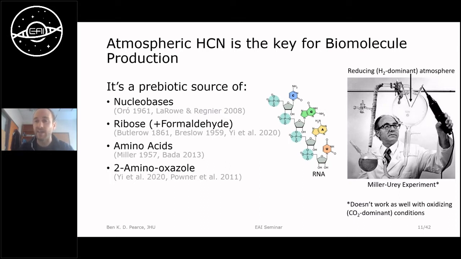You know, why is it that a reducing atmosphere is favorable for hydrogen cyanide production and for biomolecule production, but oxidizing conditions aren't as favorable? So just a few things that hydrogen cyanide could make in the pond. They're a prebiotic source of nucleobases. They can be irradiated to make formaldehyde, which through the formose reaction can make ribose. They're involved in amino acid synthesis and 2-aminooxazole synthesis, which is another precursor to nucleotides.